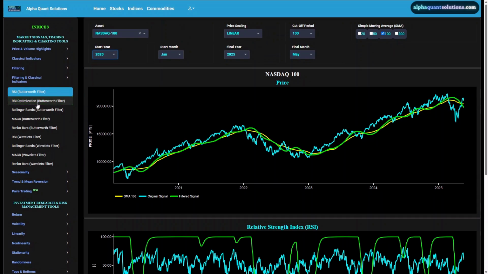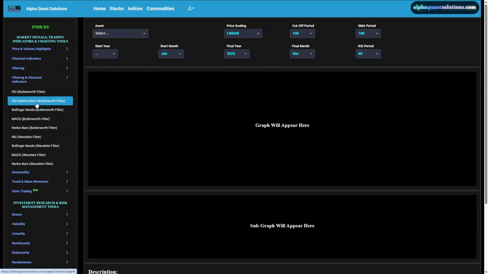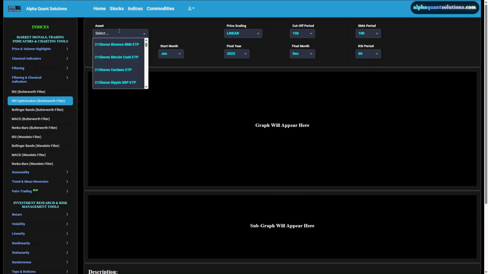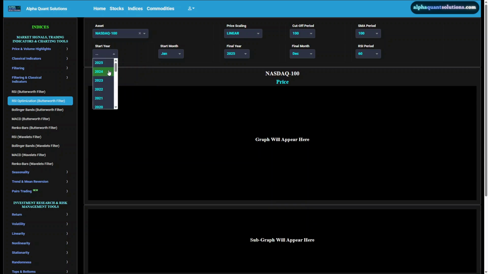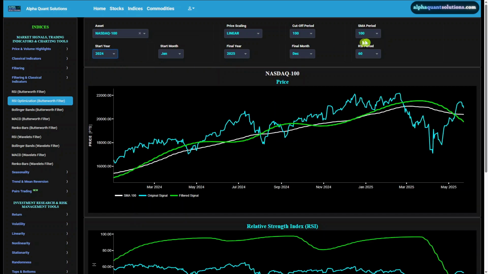Now in the next video, we will go over the RSI optimization. In this case, we'll have a bit more degrees of freedom. On one hand, we will be able to optimize the RSI period and not keep it at the standard 14, which is classically used. And we will also be able to optimize the SMA period and choose other values than the standard 20, 50, 100, or 200. So see you in the next video.